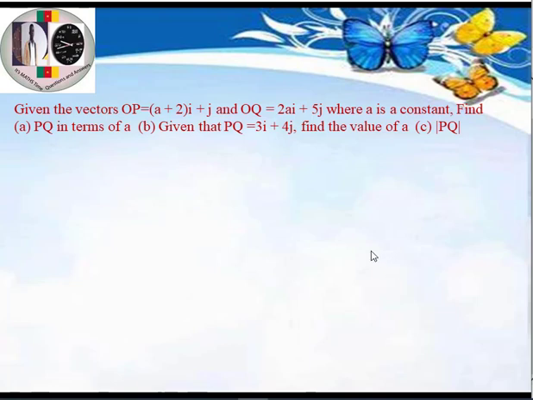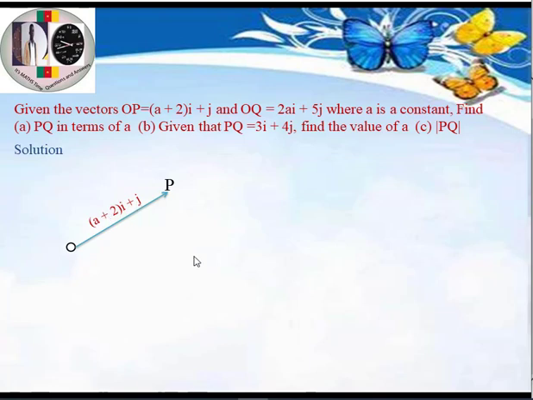So to solve this question, let us consider that we are at some corner in Boya. Let us call that point O. Then we can walk go to Bamenda. Let us call that point P. So we see that if we walk from point O, which is Boya, to point P, which is Bamenda, we will get a vector which we call OP, and this vector has component a plus 2 in the i direction and 1 in the j direction.